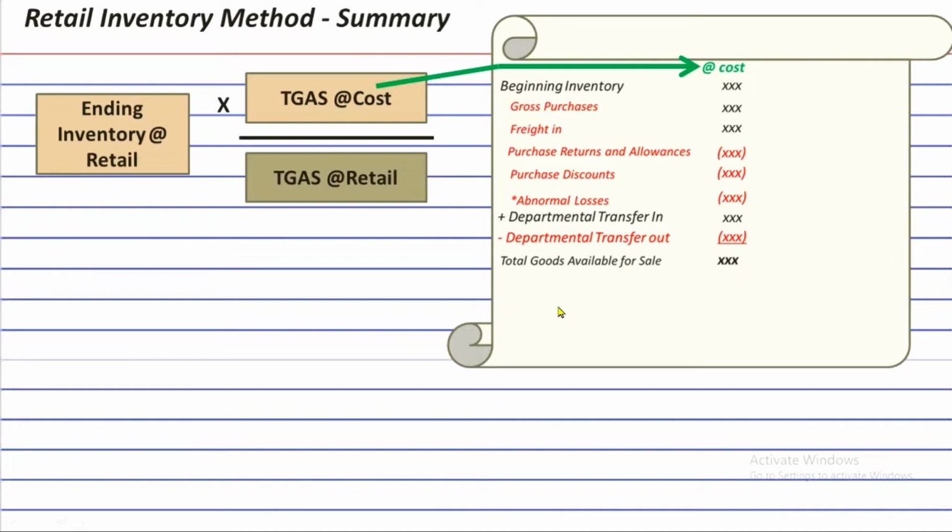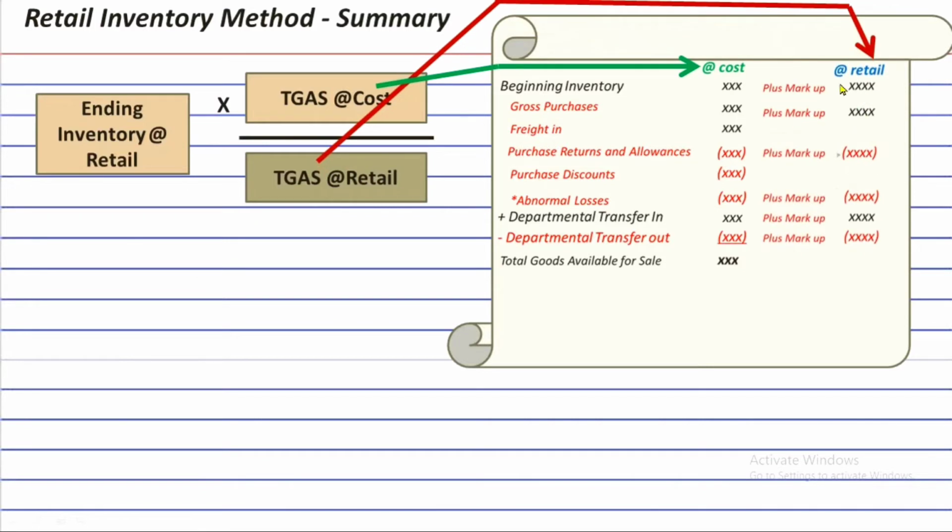So let's go to the second one. Let's go to the TGAS at retail. In order to get this, you just have to get the retail prices of each of the components of this TGAS at cost. Okay? Except for the freight in and the purchase discount, because these elements do not have retail prices and are not marked up. And lastly, you just have to add the net markups. So these are markups of all the products minus the markup cancellations, and deduct the net markdowns, which is markdowns less markdown cancellations. And if you do that, then we will get the TGAS at retail.